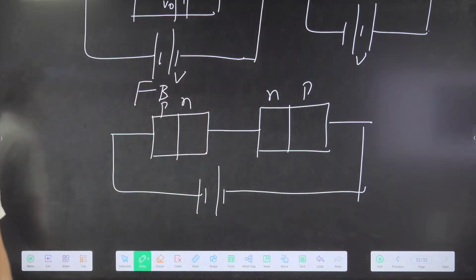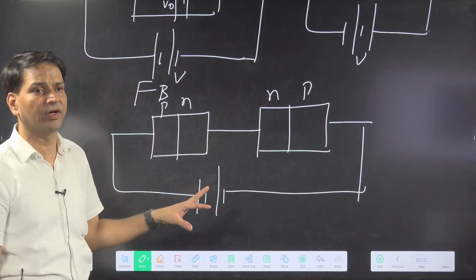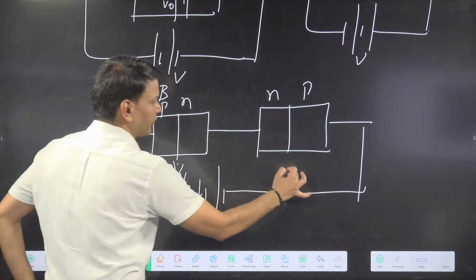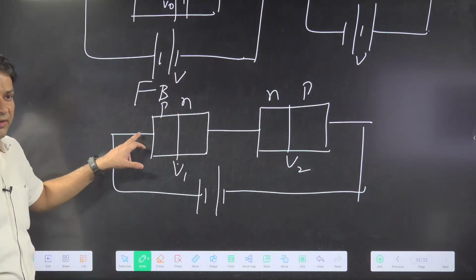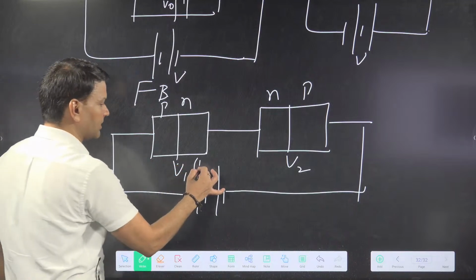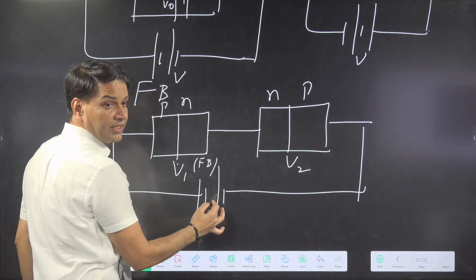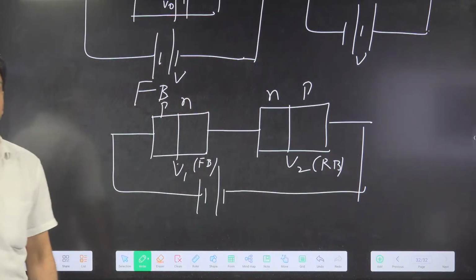So if I'm asking what is the potential drop, V1 and V2 are here, what is the relation between V1 and V2? Suppose here the potential drop total I'm taking V1, here I'm taking V2. The first diode is in the forward bias, and you can see this one has the P side as negative, P is at the lower potential, so this is the reverse bias. So one is the forward bias, one is the reverse bias.